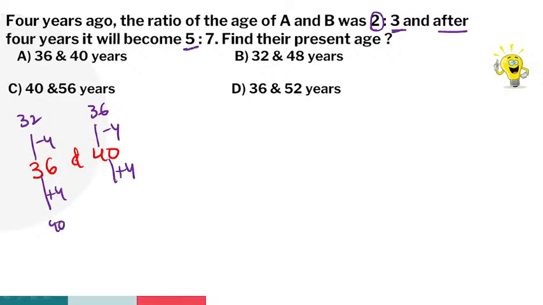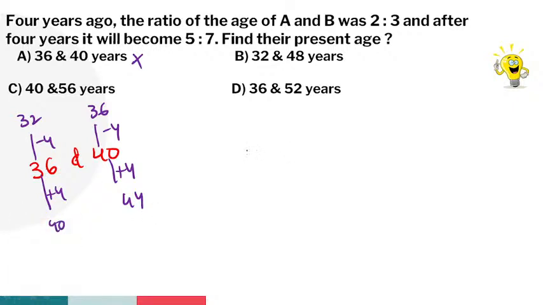40 is a multiple of 5. Yes. So 40 plus 4 is 44. 44 is a multiple of 7. No. So that's why the first option is the wrong option, guys. Is it clear, guys, all of you? First option verification.